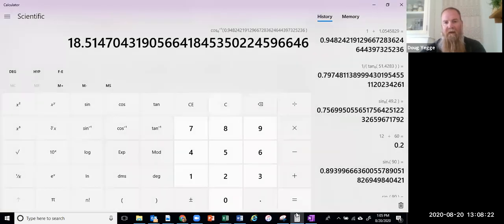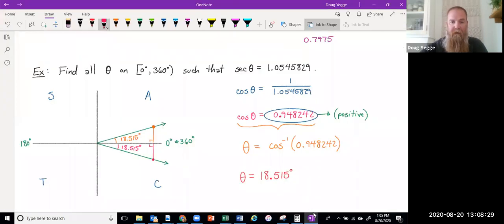So although your calculator only gave you one answer, the calculator is only going to give you one answer every time you try to find an angle, and it's only going to give you the answer in the first quadrant. But we need to find the other angle between 0 and 360 that has a reference angle of 18.515 degrees. So if this is the angle 18.515, we need to find what this angle is that will have the exact same cosine value. We just need to find the reference angle to this. So theta prime would be 360 degrees minus 18.515 degrees.